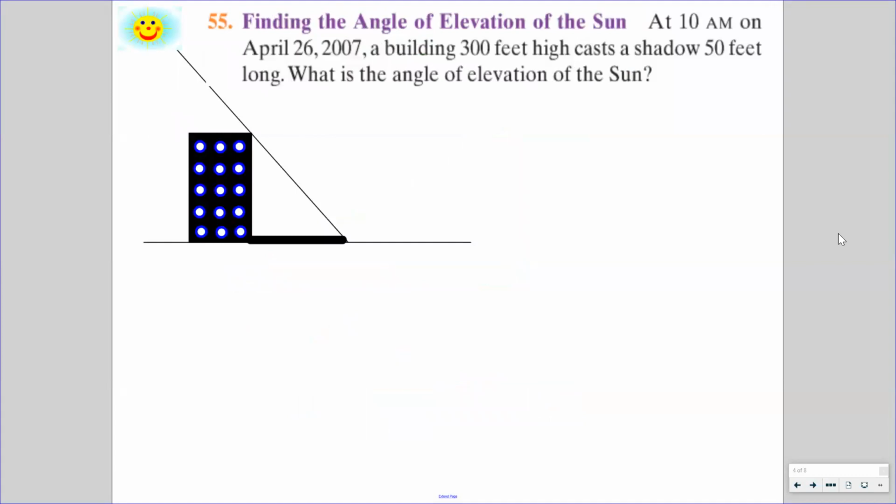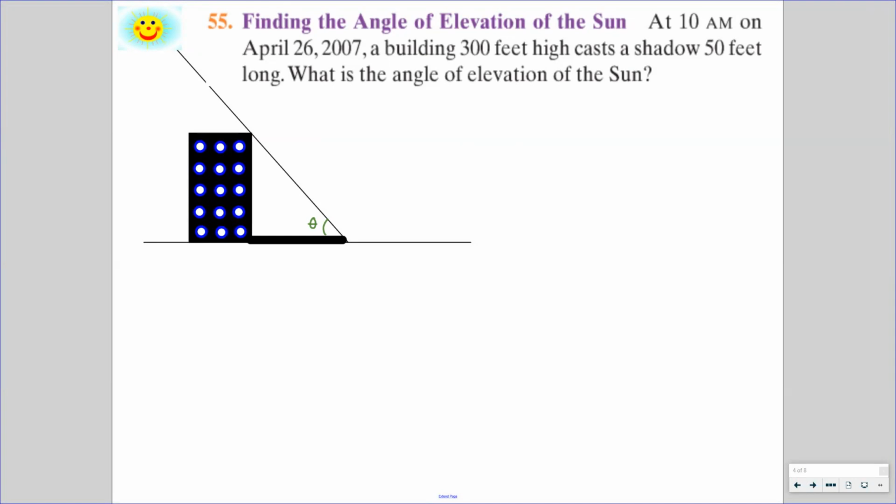Moving on. We've got the situation of finding the angle of elevation of the sun. So we're told at 10 a.m. on April 26, 2007, we're almost exactly 13, 14 years out from that, a building 300 feet high casts a shadow 50 feet long. We want to know what the angle of elevation of the sun is. The angle of elevation to the sun, as I like to say it, would be from the horizontal up to the sun. So we're solving for that theta there. Again, diagrams are really helpful. It helps you picture what you need to solve for as well.